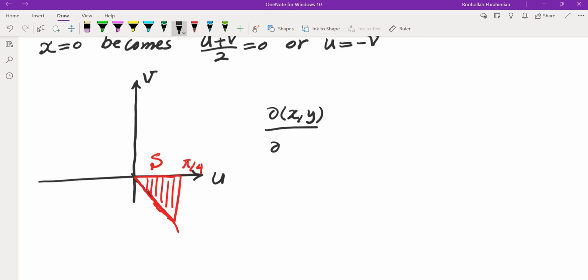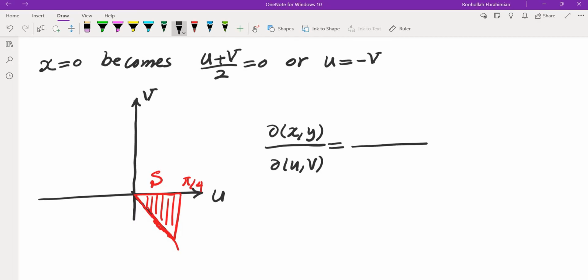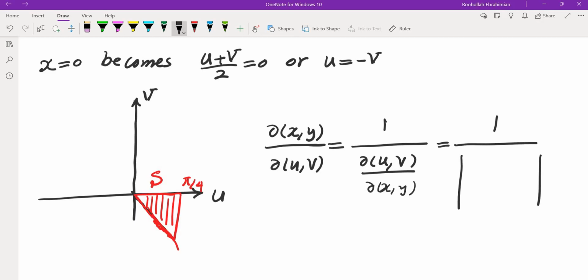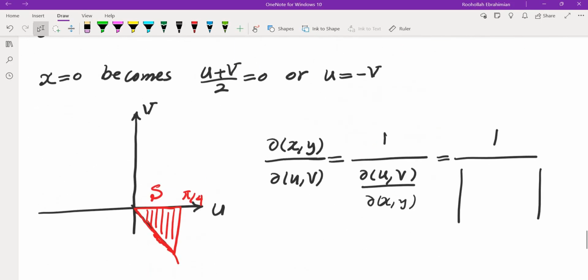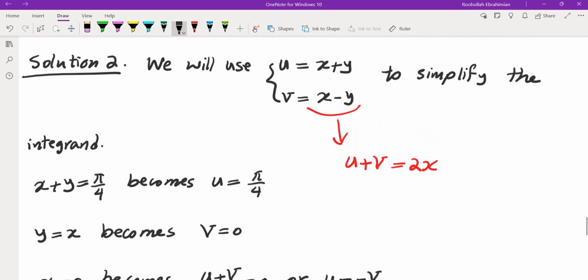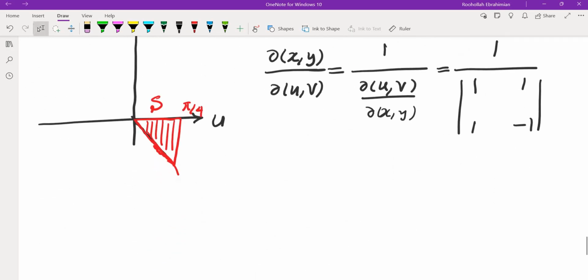So partial of xy with respect to uv. This is going to be probably easier to use 1 over partial of uv with respect to xy. This is going to be 1 over, so partial of u with respect to x, well, u is x plus y, so both partials are 1. Partial of v with respect to x is 1. Partial of v with respect to y is negative 1. So this is going to be 1 over negative 1 minus 1, so that's negative 1 half.